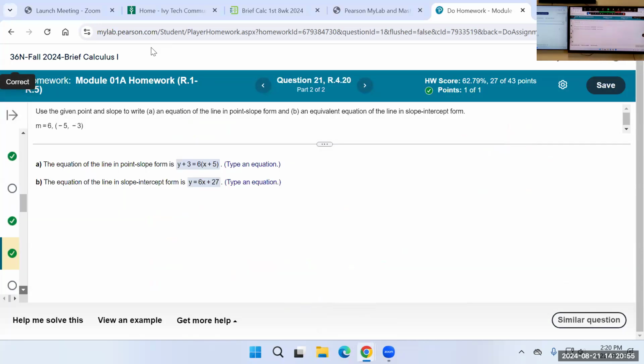Let's try this one. Oh, this one for a particular reason, that was how we have to enter the information. When we get to the answer, I'll mention something.